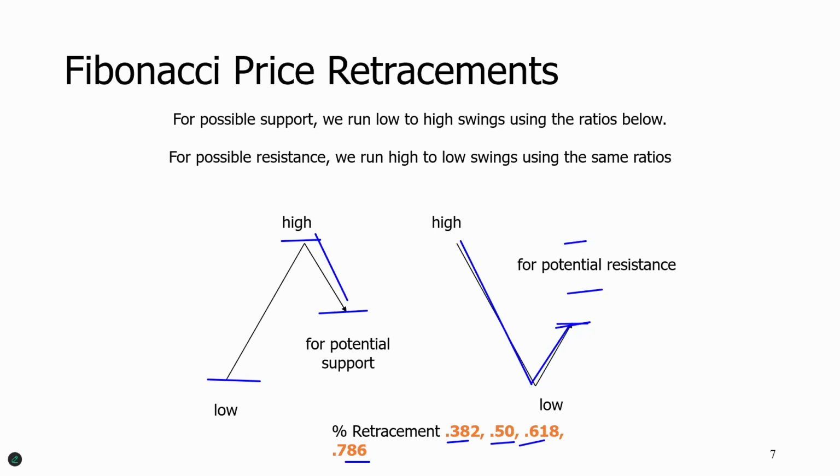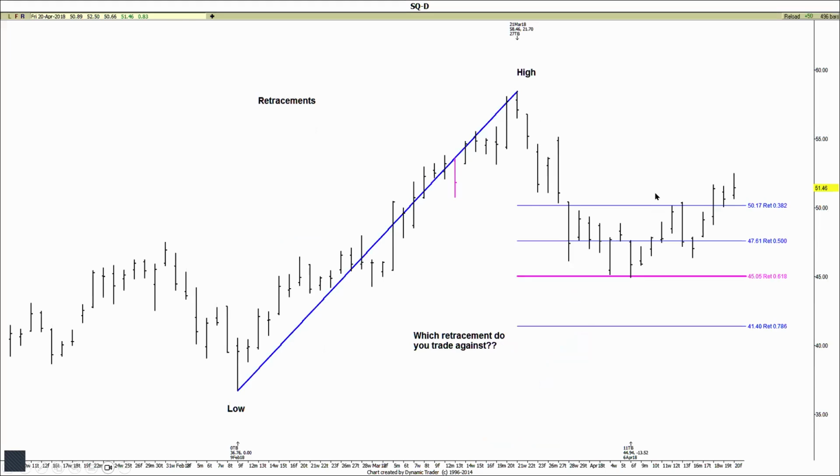Or for possible price resistance, I'll run the prior highs to lows on the charts using the same ratios, looking for potential resistance. So just a simple example, this is a daily chart of Square, okay? And here's where I measured a prior low to high swing. And then here we ran the retracement ratios. And in this case, you didn't really see anything at 382 or 50%. But when we did get into the area of the 618 retracement, we did see a healthy reversal from there.